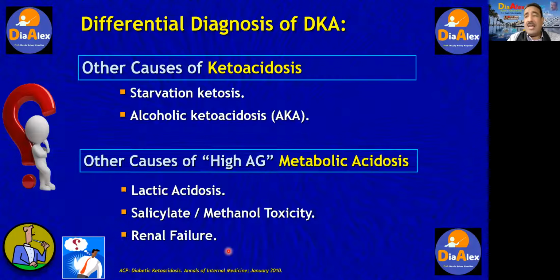Renal failure or uremia, we commonly see renal failure, and it is one of the causes of metabolic acidosis with high wide anion gap as well. These are the differential diagnoses of DKA: hyperosmolar hyperglycemic state, other causes of ketoacidosis, starvation and alcoholic, other causes of high anion gap metabolic acidosis like lactic acidosis, uremia, and drug-induced metabolic acidosis, for example, aspirin toxicity and methyl alcohol toxicity.